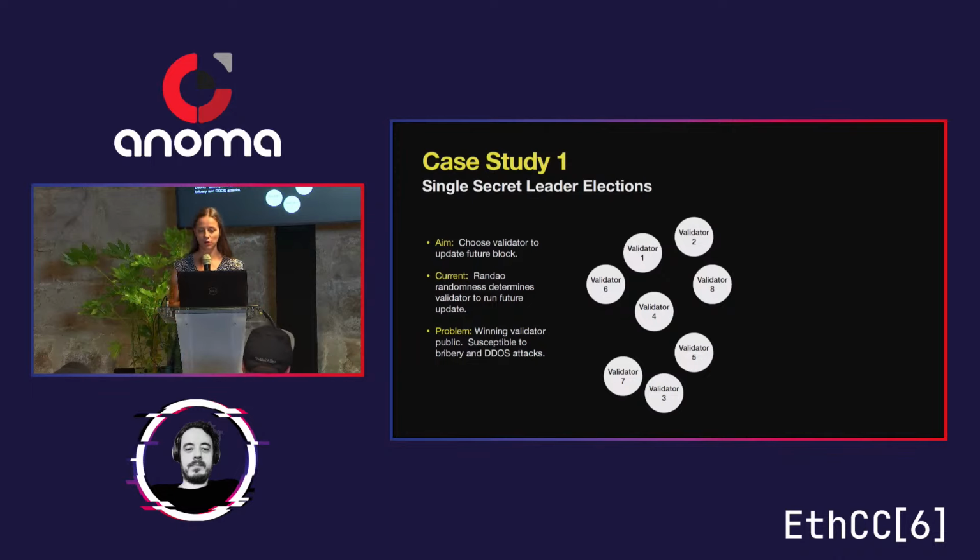The problem with this approach is that the winning validator is public, everybody knows who they are, and this makes them very susceptible both to bribery attacks and to DDoS attacks. I've heard people argue that the bribery attacks are maybe more of a concern than the DDoS for reasons to do with people being able to keep their address private if they want to. But either way, this is something where we kind of know how to solve it.